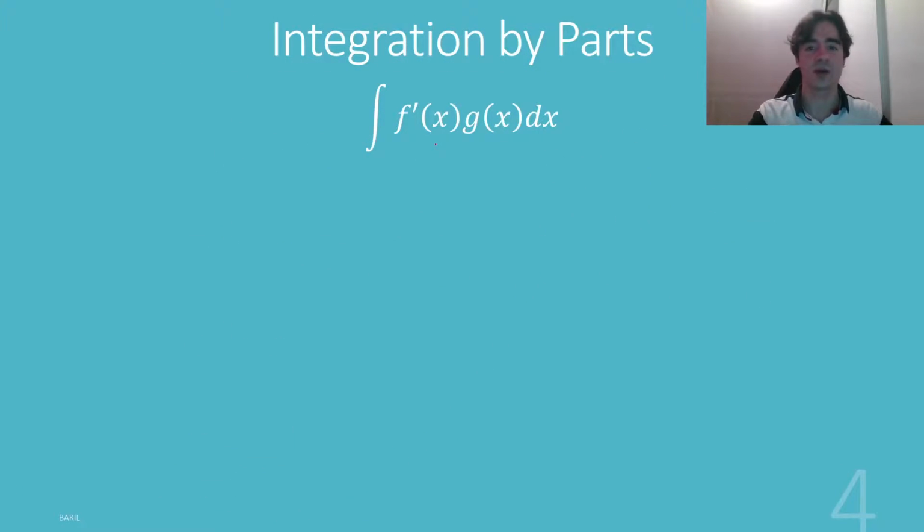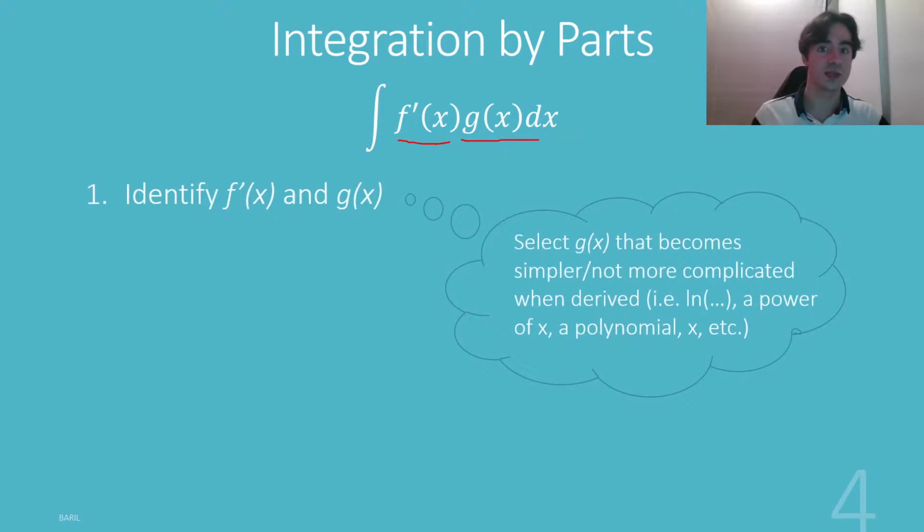Next, we have integration by parts. So you'll notice that there's f prime of x and there's g of x. So the first step is to identify which is which. And keeping in mind that the goal is to obtain an integral that's simpler to integrate than the one we had before. So for this, we're going to have to choose a g of x that becomes simpler when we derive it. So for example, ln of something, a power of x, a polynomial, or even just x.